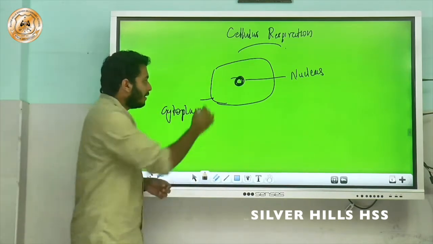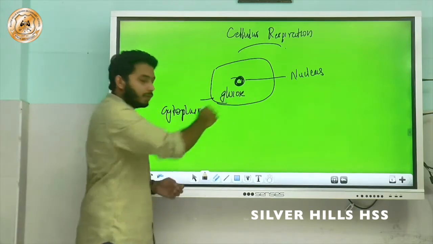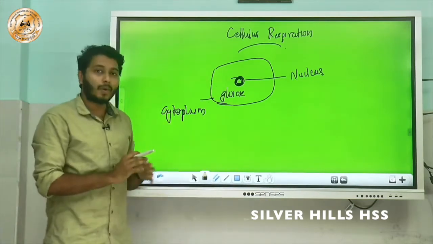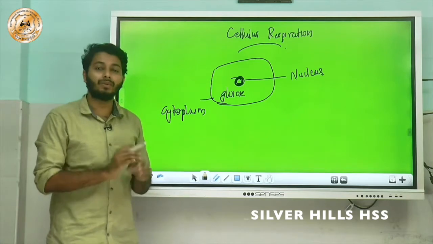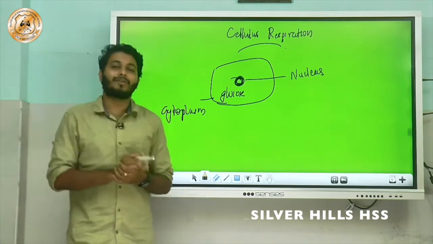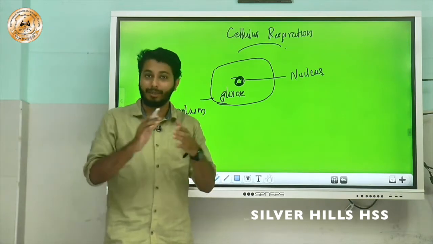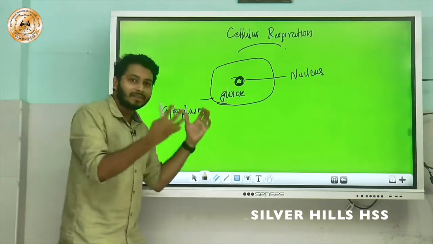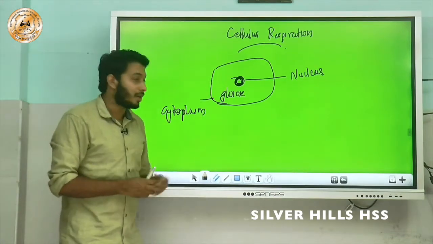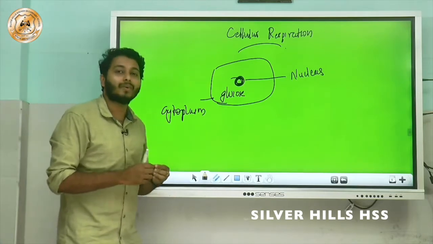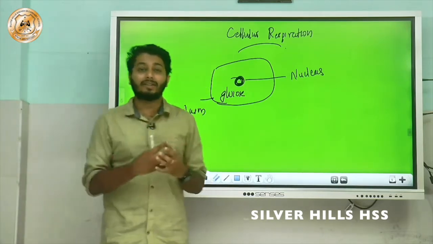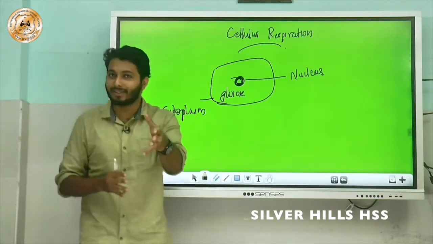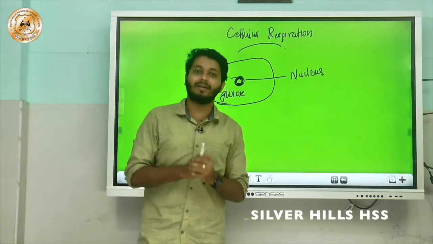As an example, let it be the glucose which is there inside the cell. Now this cell consists of glucose. This cell is going to utilize this glucose to release energy. This process is called cellular respiration. I repeat, respiration at the cellular level is called cellular respiration, the process by which the cells utilize glucose to synthesize energy for their metabolic activities.